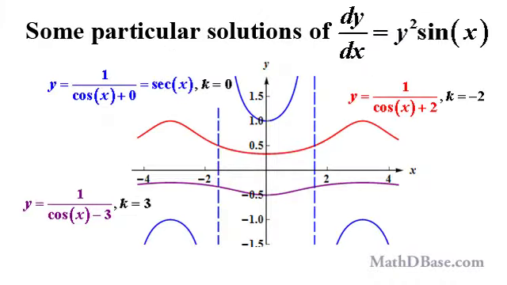Here are the graphs of three particular solutions of our separable differential equation, in which the constant of integration is equal to 3, 0, and negative 2.